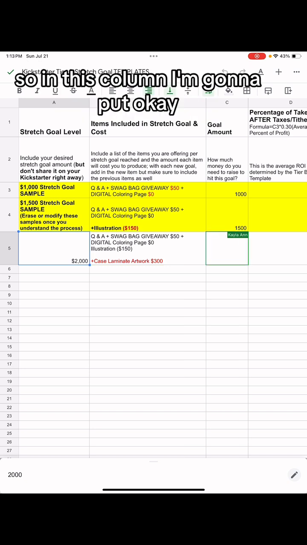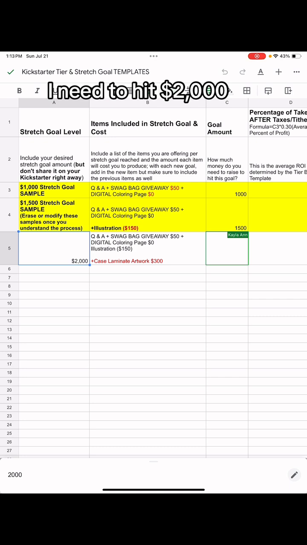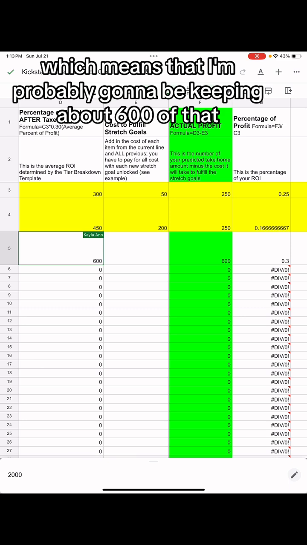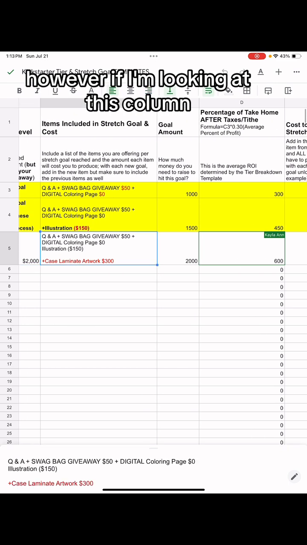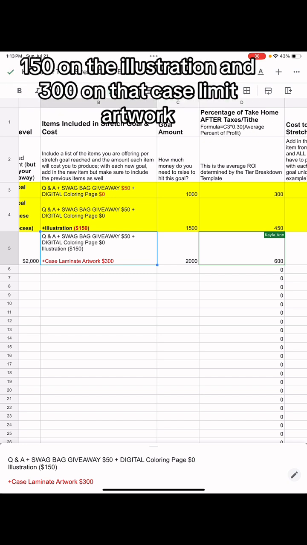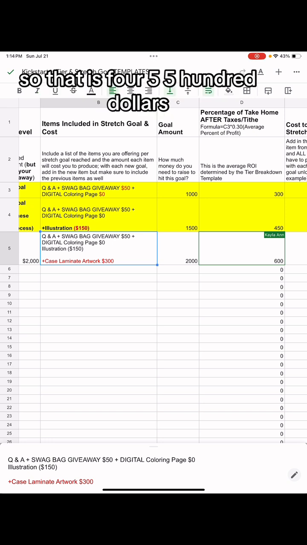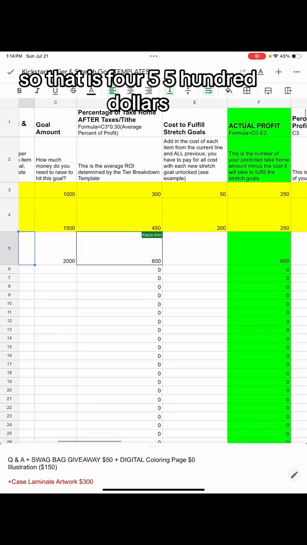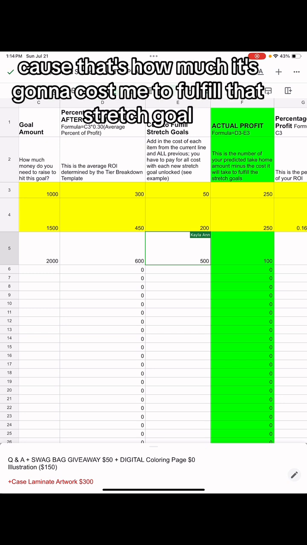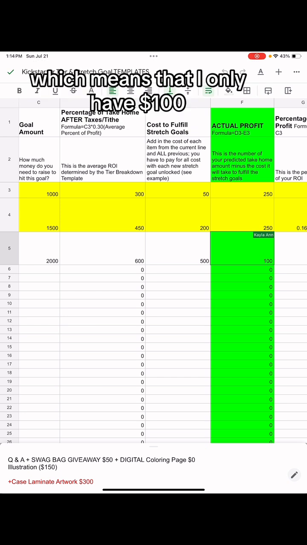So in this column, I'm going to put, okay, I need to hit $2,000, which means that I'm probably going to be keeping about 600 of that. However, if I'm looking at this column, I know that I'm going to spend $50 on the giveaway, $150 on the illustration, and $300 on that case laminate artwork. So that is $500. Okay. So in this category, I'm going to type in $500 because that's how much it's going to cost me to fulfill that stretch goal, which means that I only have $100.